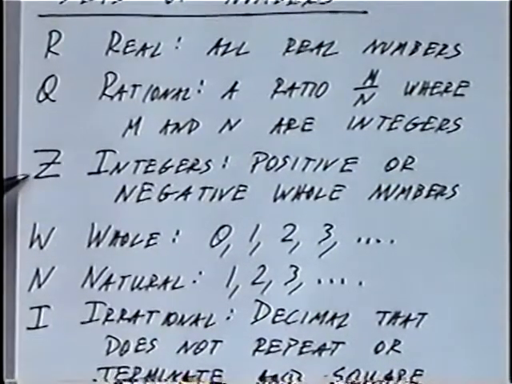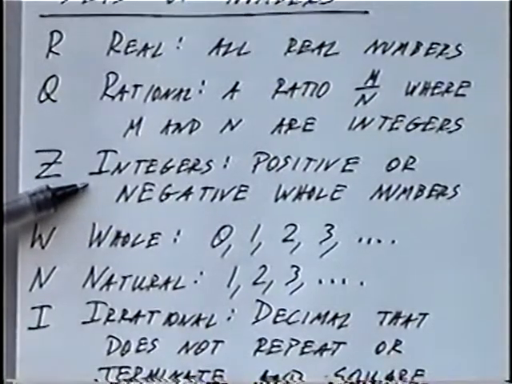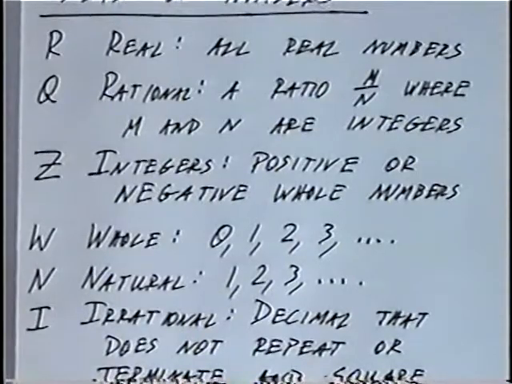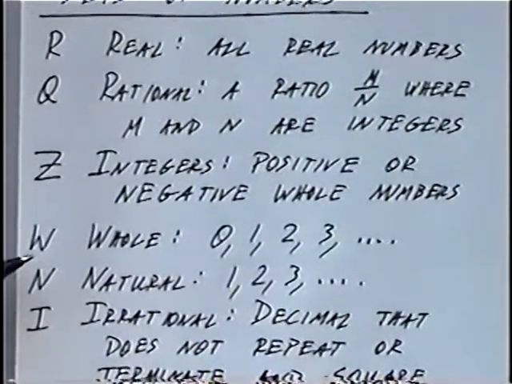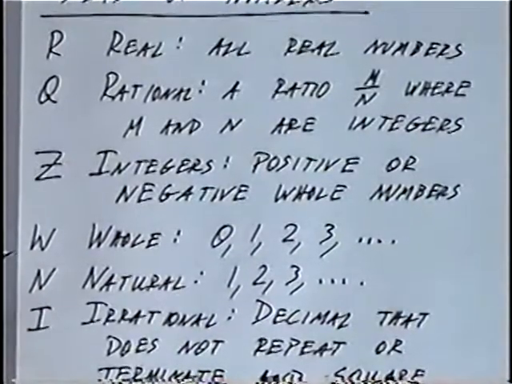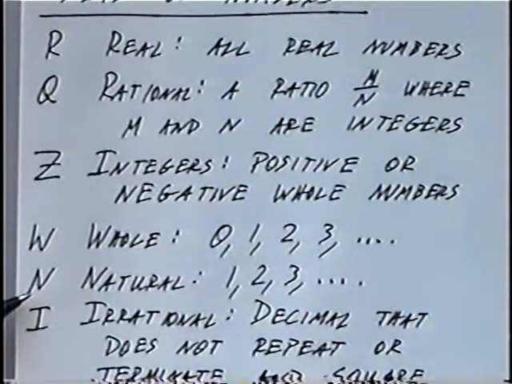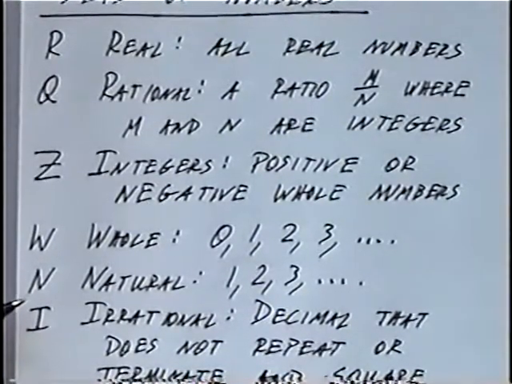Integers, we'll use the letter Z. Integers, again, are positive or negative whole numbers. Anything that's on the number line except for decimals and fractions. Whole numbers, we'll start at 0 and count up. So 0, 1, 2, 3, 4, 5, and 6, and so on. Natural is almost the same thing, but it starts at 1 and counts up. 1, 2, 3, 4, 5, 6, and so on.